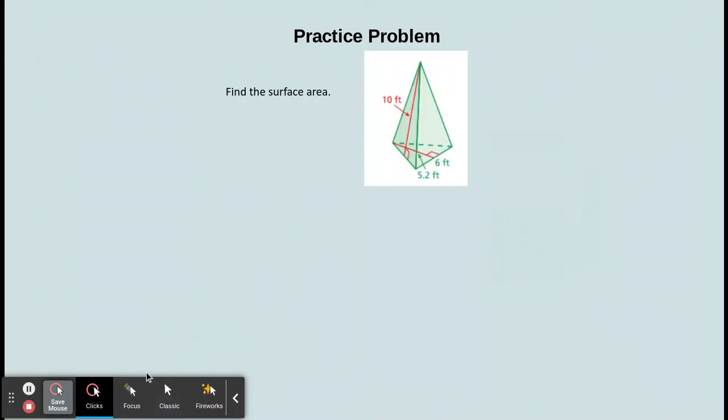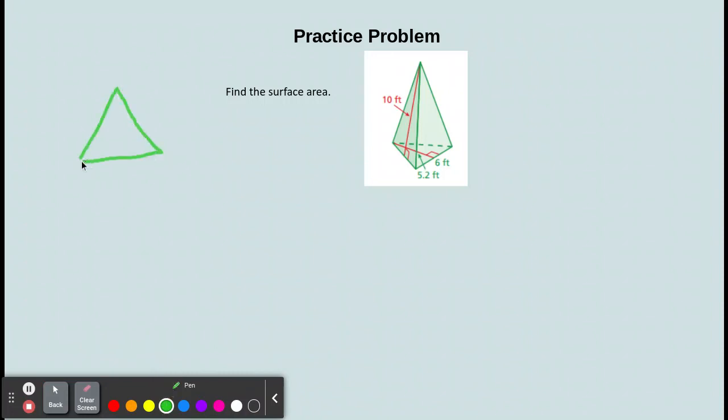Okay, your practice problem says, find the surface area of this pyramid. We see this pyramid has a triangular base, and its height is 5.2 feet, and its base is 6 feet. Remember, 1/2 base times your height will give the area of your triangular base.